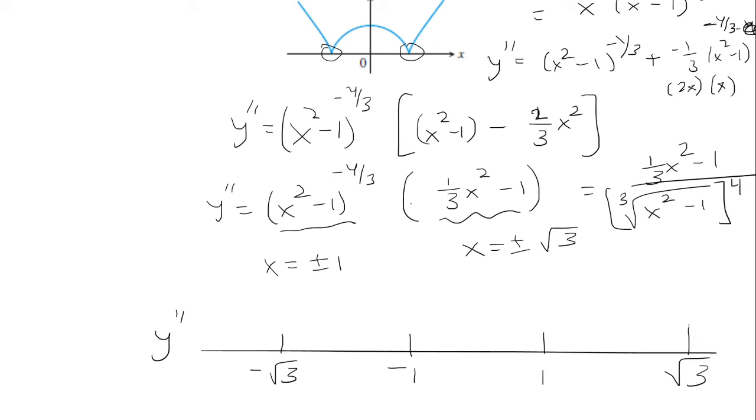Let's only focus on the numerator, which, because it's quadratic, we can easily graph. We know that the roots are root 3 and negative root 3. The y-intercept is at negative 1, and it's opening up. Okay, so to the left of negative root 3, it's positive, and then negative, and then back to positive.